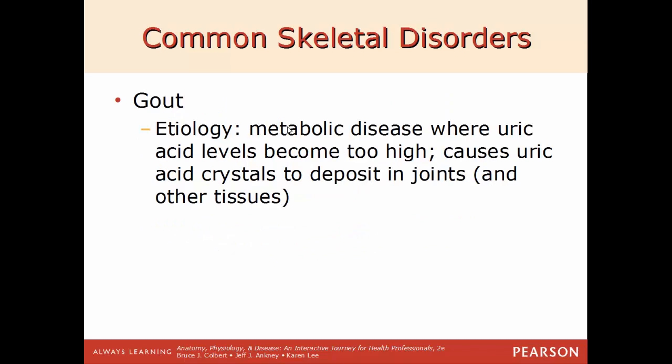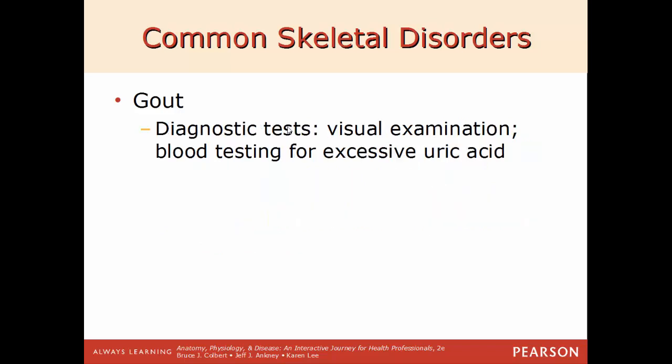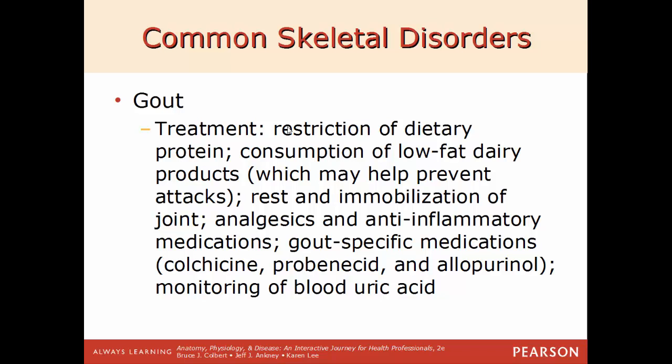All right, gout. Etiology: it's a metabolic disease where uric acid levels in the blood become too high because your body is not eliminating this acid quickly enough. So this will cause the uric acid to form solid crystals, and then it will deposit those crystals within joints. Signs and symptoms: excruciating pain at the affected joint, such as the big toe, for example, tenderness and swelling at the affected joint, inflammation and heat along with that joint. At very advanced stages, it can also impact the kidneys. Some other diagnostic tests: visual exam, blood testing for excessive uric acid. And the way you would treat gout: a restriction of dietary protein, moving to low-fat dairy products, and then rest and immobilization of the joint, anti-inflammatories, pain relievers, and some drugs that will help to lower the levels of uric acid. And of course, blood work to monitor the levels of uric acid within the blood.